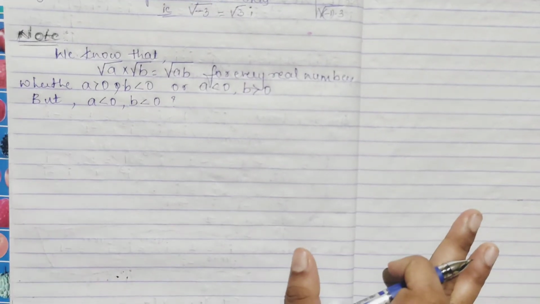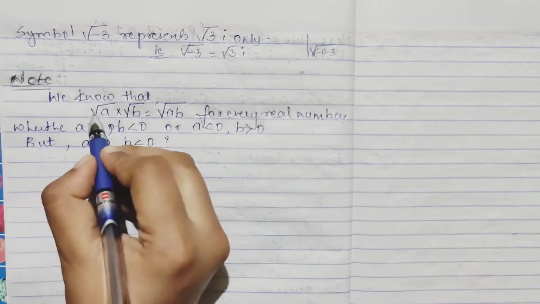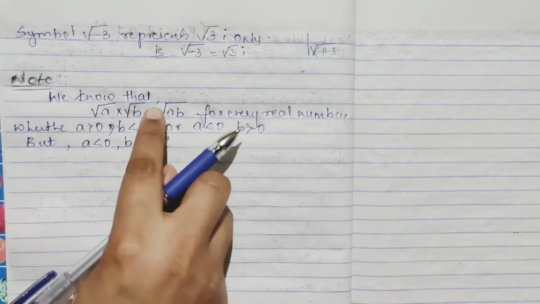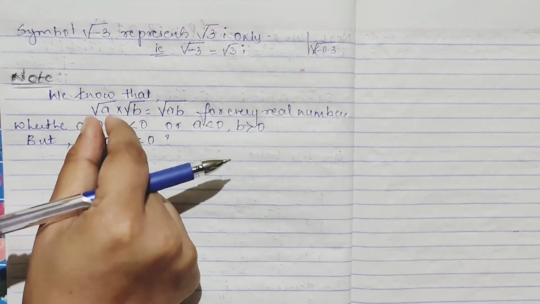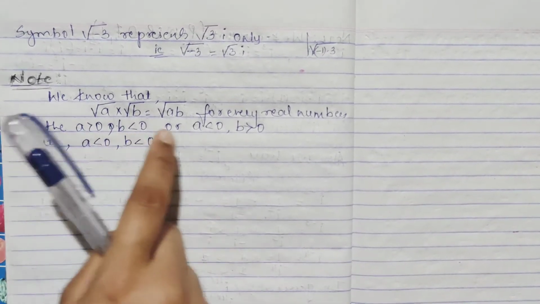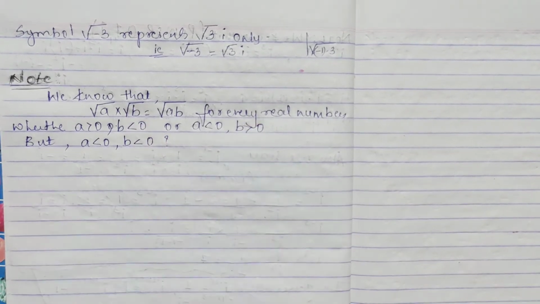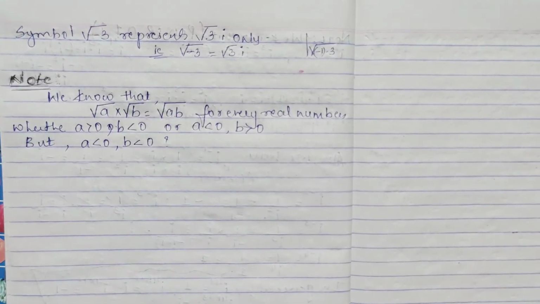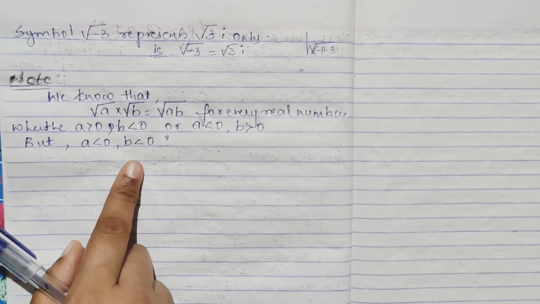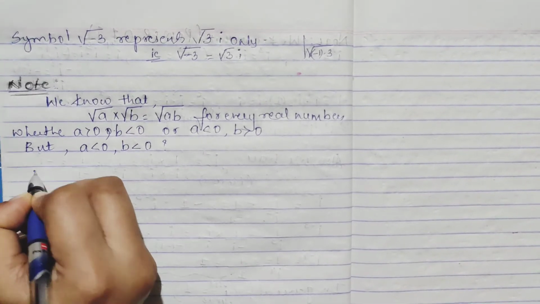So we have here one note. We know that for any real numbers, root A into root B is equal to root of A into B. We get the same whether A is positive and B is negative, or A is negative and B positive, or both positive. For these three cases we know this is true. Whether the same holds when both are negative, if A is negative and B is also negative, let us check. We will consider our i square.